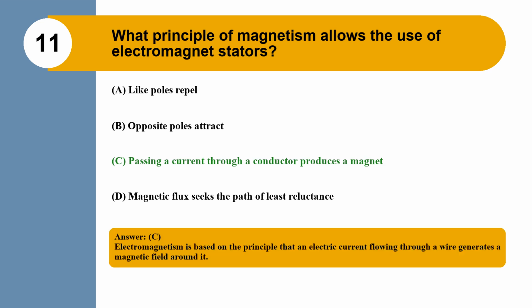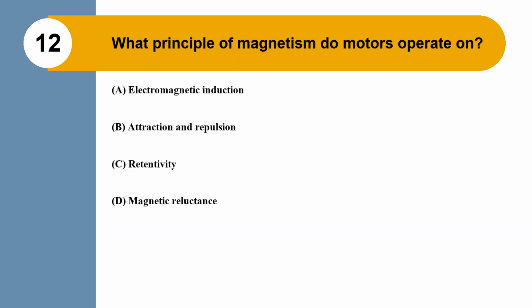Electromagnetism is based on the principle that an electric current flowing through a wire generates a magnetic field around it. Question 12. What principle of magnetism do motors operate on?